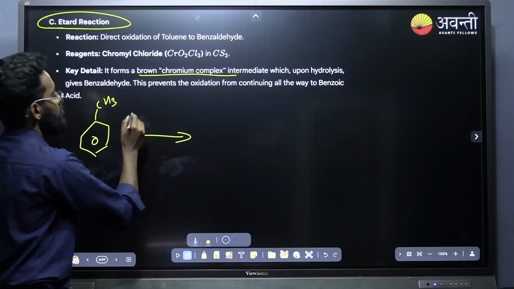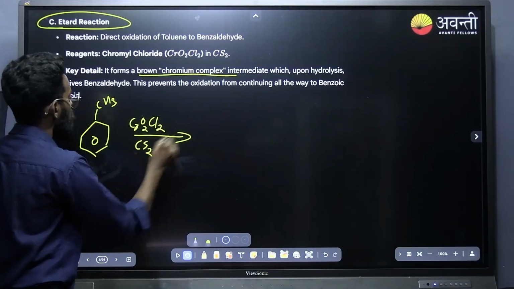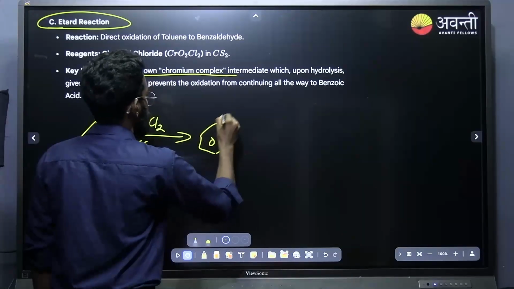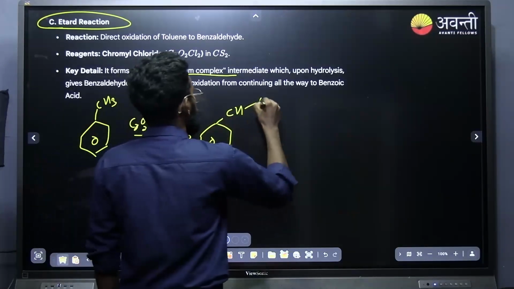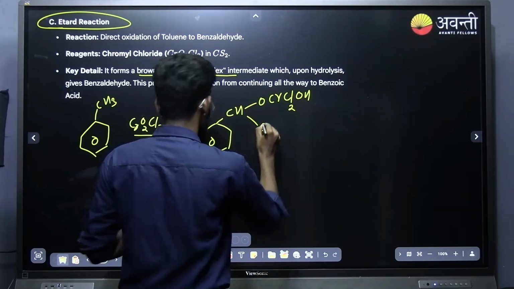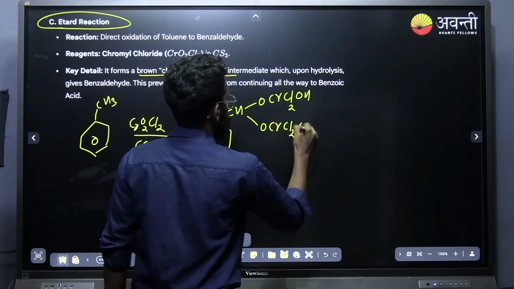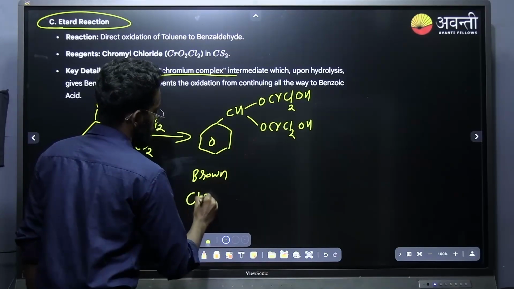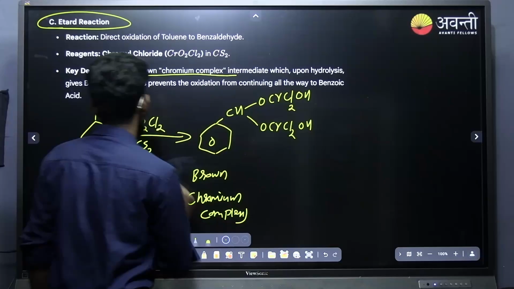First we can discuss that complex. CrO2Cl2 in presence of CS2. How can we make that chromium complex? What will I be taking? From the carbon, 2 hydrogens I am removing, and in the place of those 2 hydrogens I will be placing O, Cr, Cl2, OH. This is the brown colored chromium complex. This is the first step.